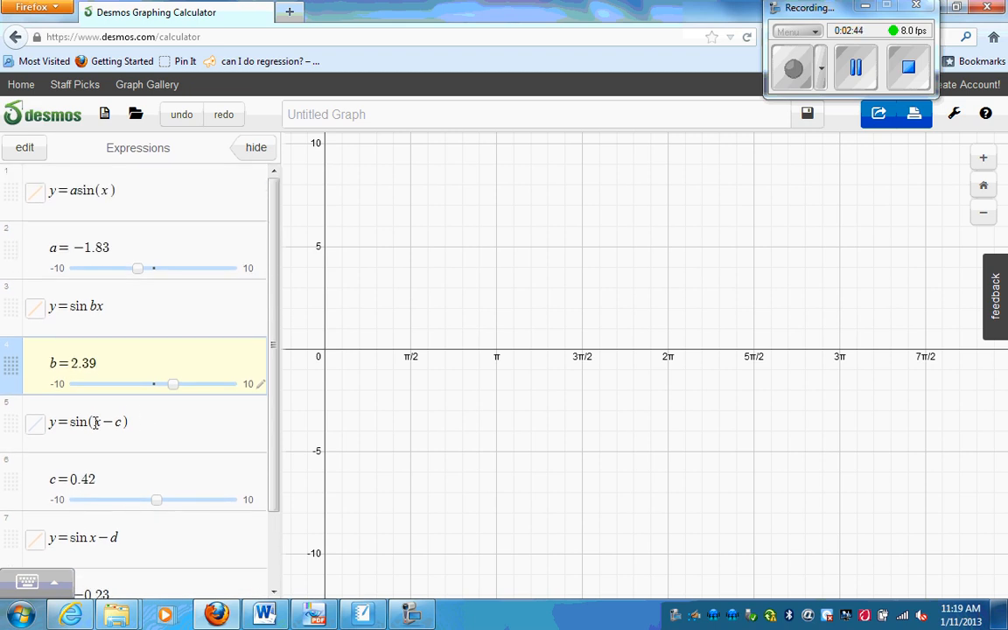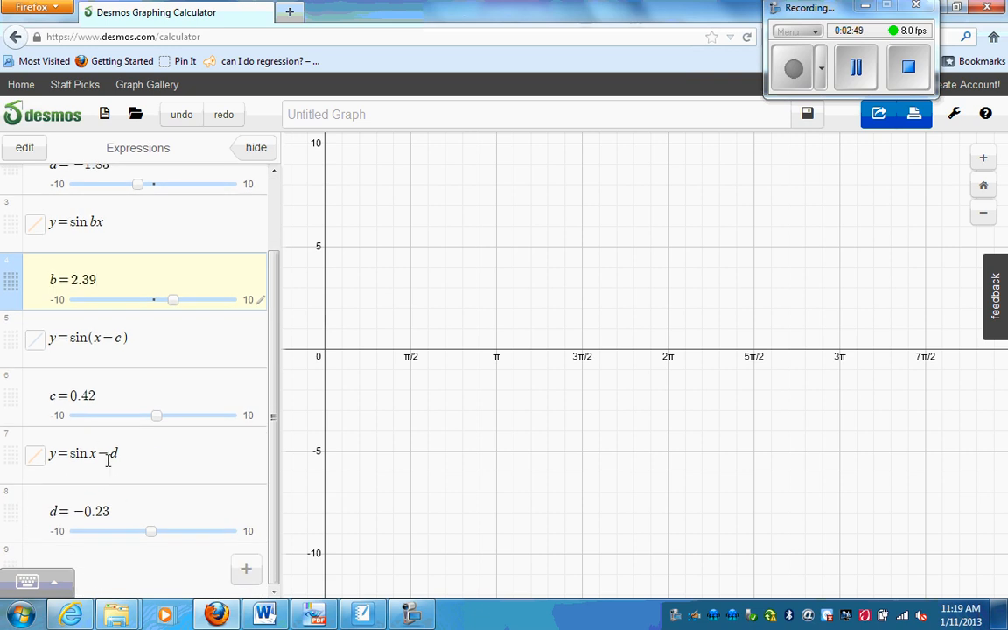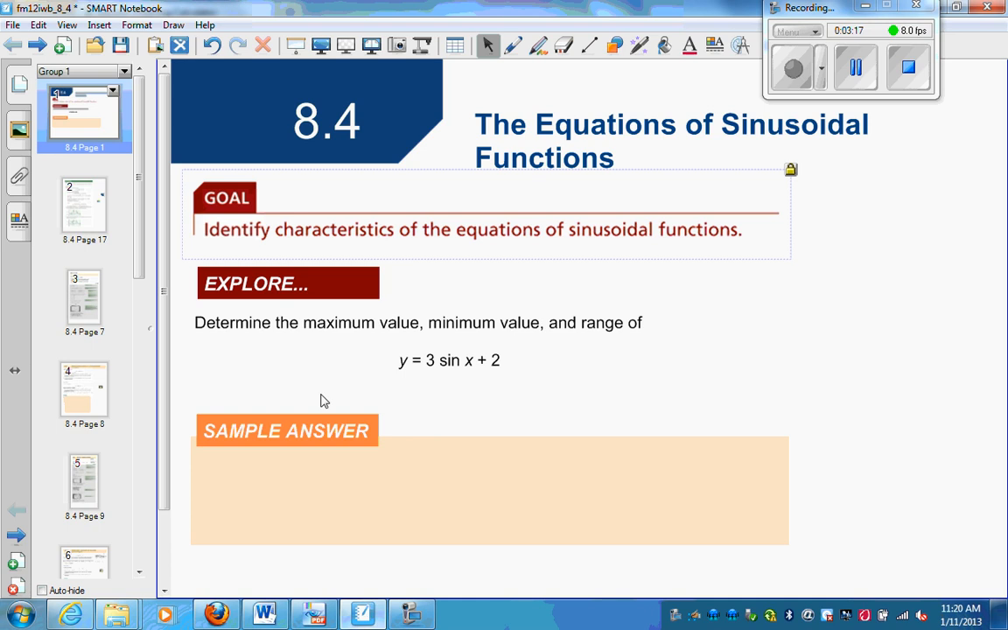D value, so if I go x minus something in brackets, it's the sine of everything in the brackets. If I have y equals sine x and I subtract a number, originally we'd always have 0. So there's my original graph. If I subtract positively, I move down. If I subtract negatively, I move up. So it seems like I shift. So let's look at the summary of all this information.